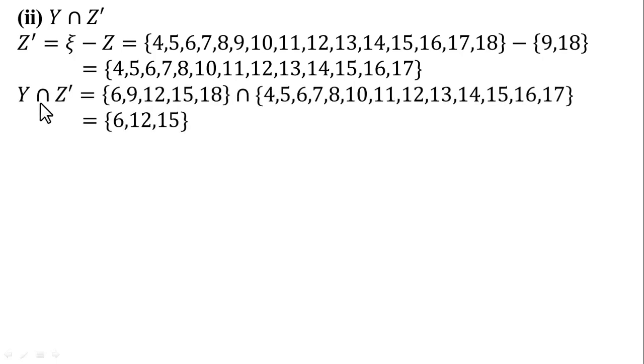Now we have to find Y intersection Z prime. So first of all write the elements of Y intersection elements of Z prime. In intersection, take the common elements in both sets. So we write these elements common to both sets. So Y intersection Z prime answer is 6, 12 and 15.